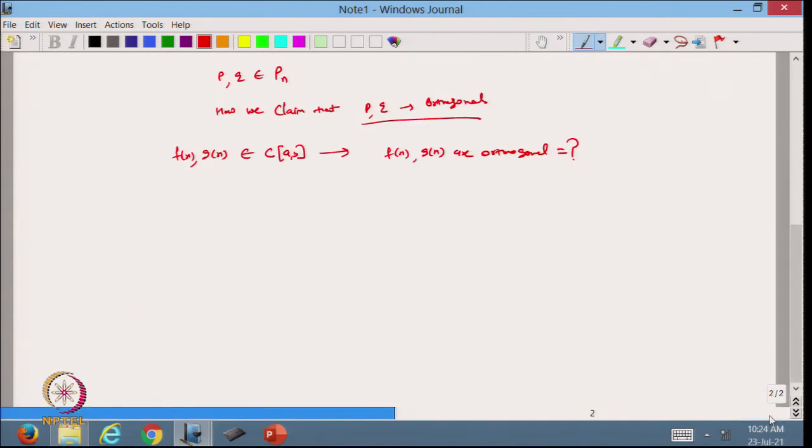So, to handle this type of thing, we do a generalization of the dot product, and we call it the inner product space. You can say that this is a generalization of the dot product. So, what is this?